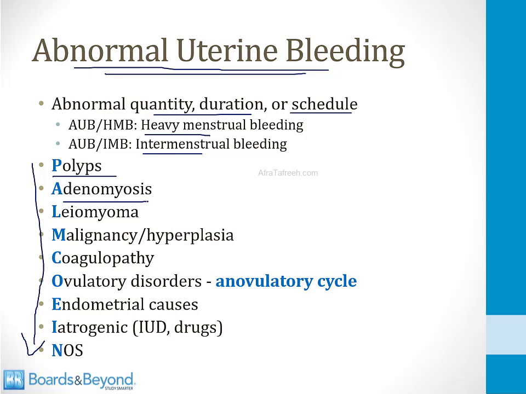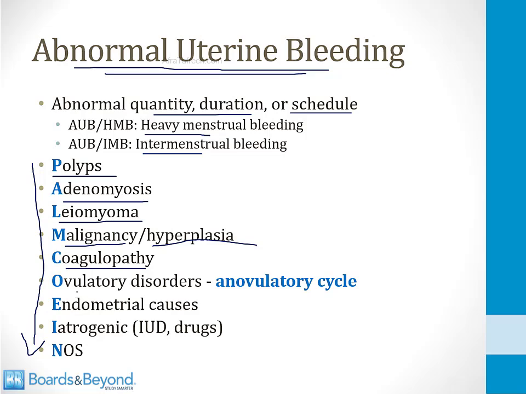Adenomyosis is the presence of endometrial glands in the myometrium, and I talk about this in the video on endometriosis. A leiomyoma is a smooth muscle tumor, also called a uterine fibroid, and I talk about this in the video on endometrial cancer. Other endometrial malignancies, as well as endometrial hyperplasia, can also cause uterine bleeding. Women who are coagulopathic, meaning they have some deficiency of clotting factors, can present with abnormal uterine bleeding.